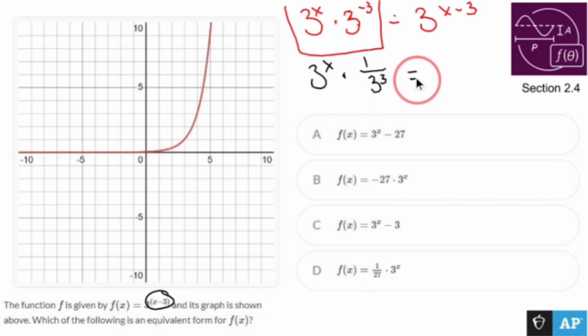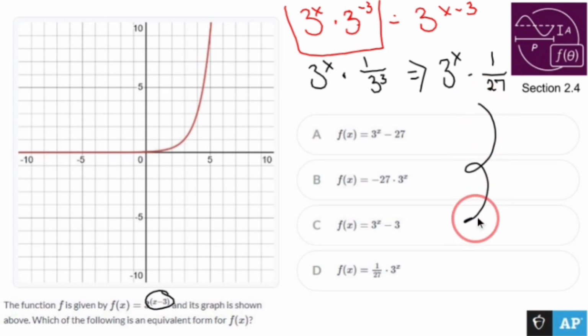So let's take it one step further. 1 over 3 to the third can be written as 1 over 3 times 3, 9 times 3, 27. So is 3 to the x times 1 over 27 an option? Sure is. So what's the point of this picture right here? Nothing. Nothing at all. Tricked you.